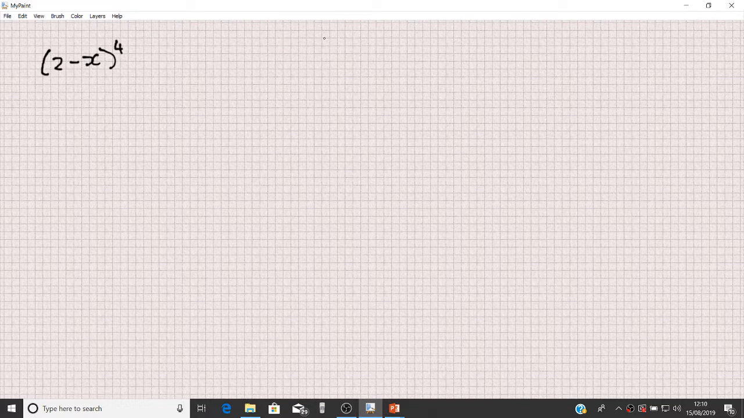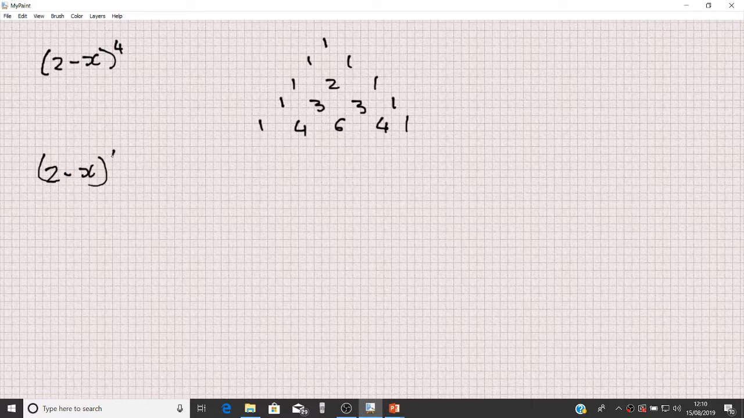So let's take a quick look at Pascal's triangle. The 0 row is 1. The first row is 1, 1. Then 1, 2, 1. Then 1, 3, 3, 1. And finally the fourth row is 1, 4, 6, 4, 1. So we're going to expand 2 minus x raised to the power of 4.